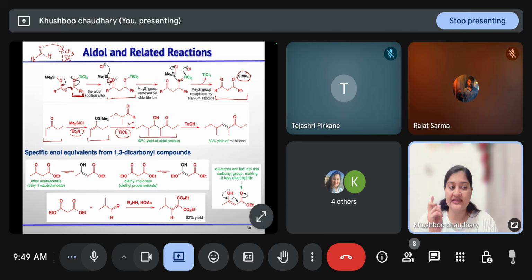And if we want to remove this, then we can do this reaction in some acid condition. TiCl4 is not acidic enough to remove this hydroxyl group, so we need a stronger acid. So here they are using paratoluene sulfonic acid. So this, on protonation and after the loss of a proton, will give you this dehydrated product. Is this clear?